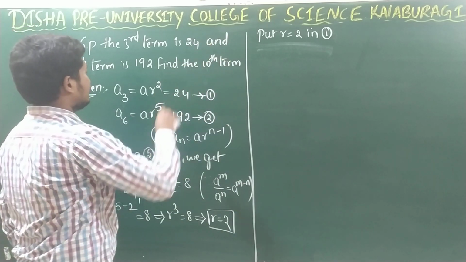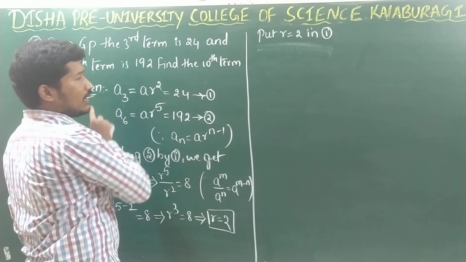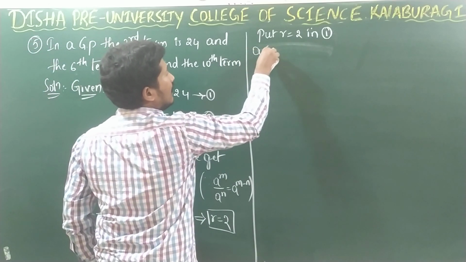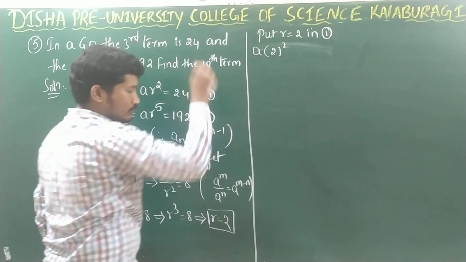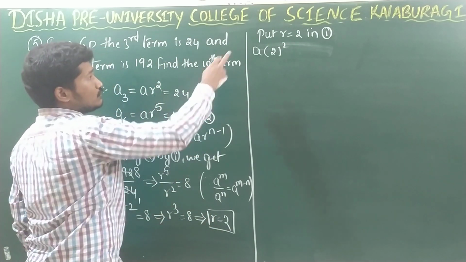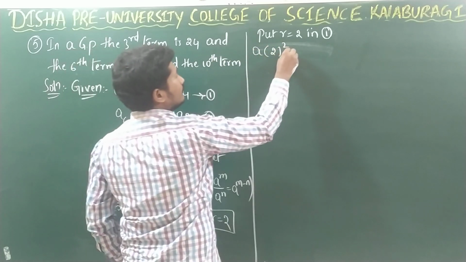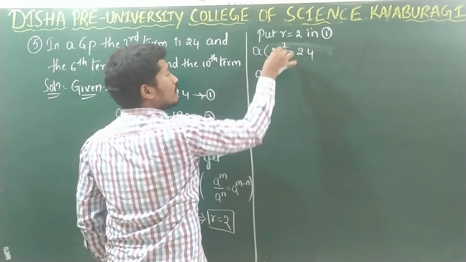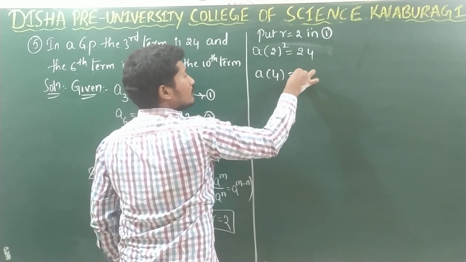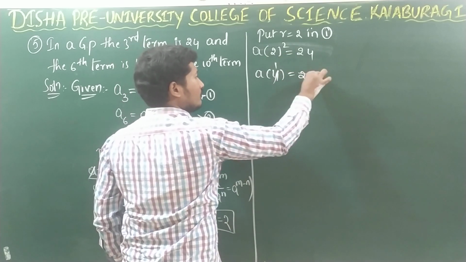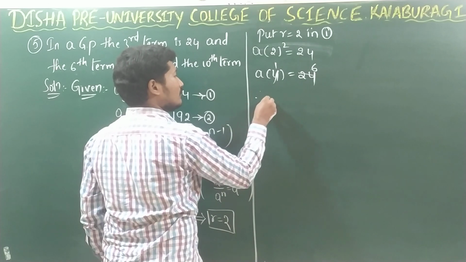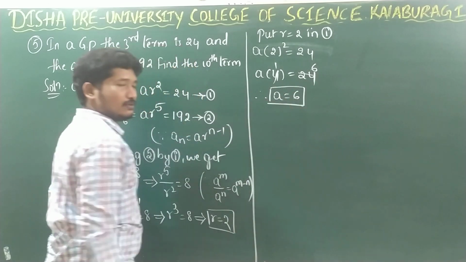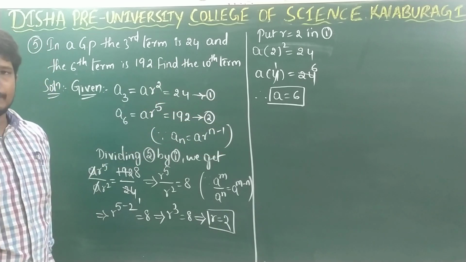So see, a into r squared, we need the value of a. The r value we are substituting as 2, because we have got it here. So 2 squared is 4, so a into 4 is equal to 24. 4 ones are 4, 6 fours are 24, which get cancelled. So therefore a is equal to 6. So now we have got the value of a.